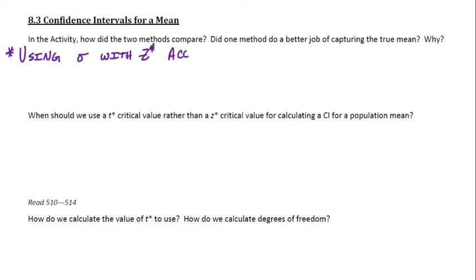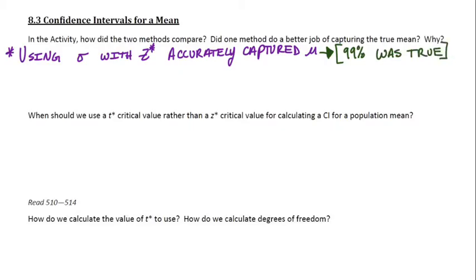So for starters, when we use sigma, which was the population standard deviation, with z star, right, with just a z-score from the normal distribution, that actually captured mu. And by that I mean when we made our 99% confidence interval, the whole 99% bit was true.